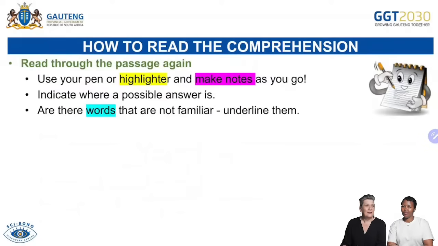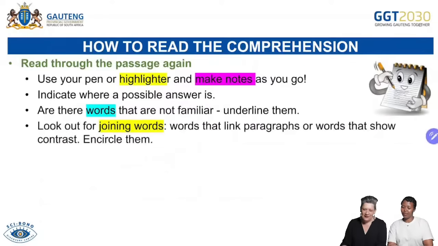You might find, and this sometimes does happen, that there are words that are completely unfamiliar to you. Don't stress. Usually there are some clues around the word that will give its meaning away. So underline it for yourself, as you can see. Maybe put a question mark there to say, okay, I don't know what this means, but when I read further, I might just find the meaning of that word.